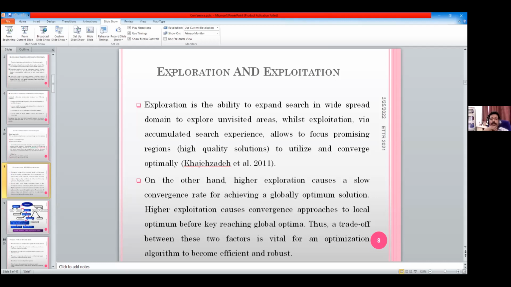So what is the no free lunch theorem? Wolpert and Macready have said that there cannot be one algorithm in the world, in the universe, which is suitable for every type of optimization problem. If an algorithm is suitable for one kind of optimization problem, then it will not work well for another type of optimization problem. So there cannot be one algorithm around the world which can solve all types of optimization problems efficiently.